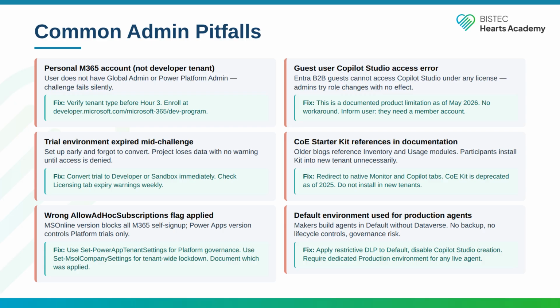If you are not enrolled in the Microsoft 365 developer program, enroll at developer.microsoft.com/microsoft-365/dev-program. Trial environments expire after exactly 30 days with no extension and no grace period. A project team that starts a trial environment in week 1 of a 6-week project and forgets to convert it arrives at week 5 to find a dead environment. Convert trials to developer or sandbox environments as soon as the proof of concept is validated.